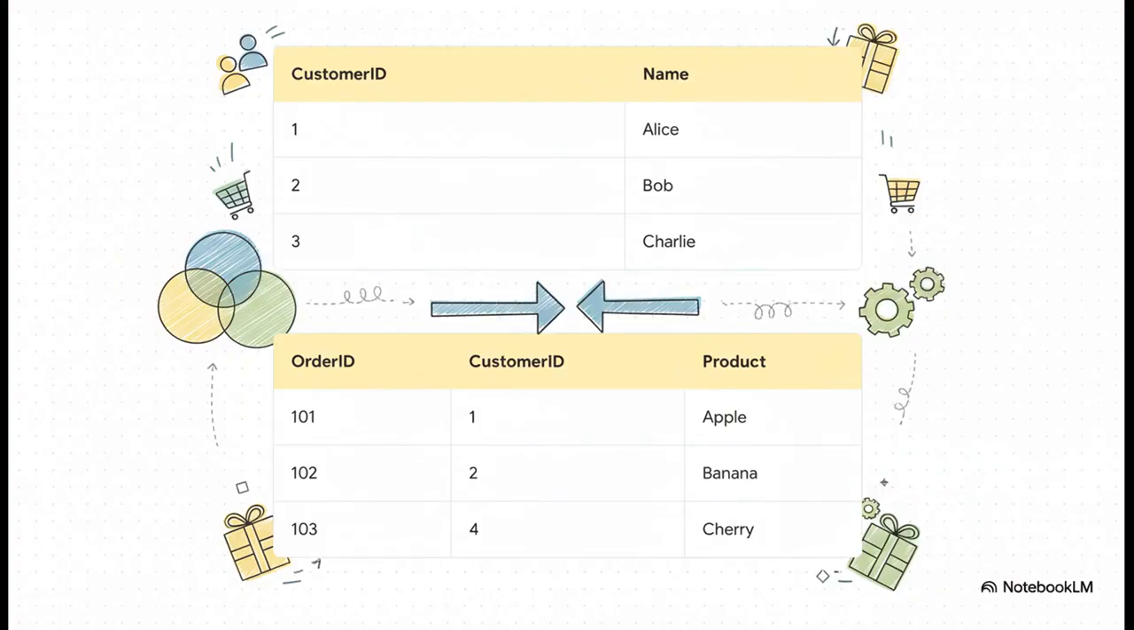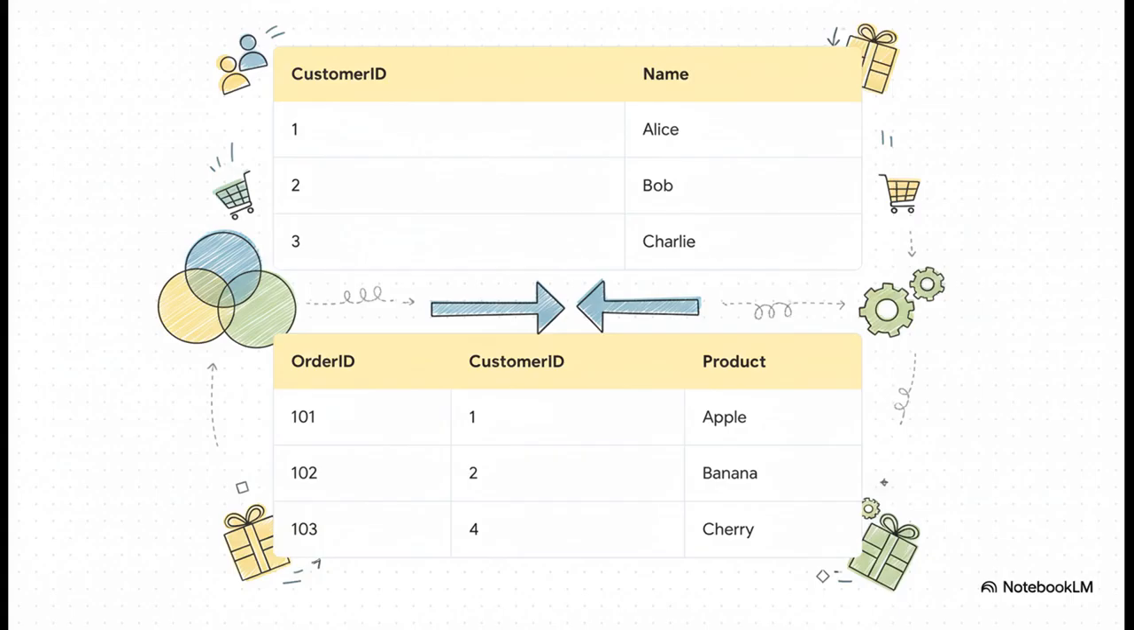Okay, let's get practical. We're going to use these two simple tables for all of our examples. So on the left, we've got our customers. We've got Alice, Bob, and Charlie. Now look at the orders table on the right. I want you to notice two really important things. First, Charlie, who is customer ID 3, doesn't have any orders.